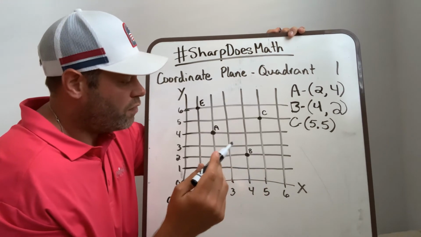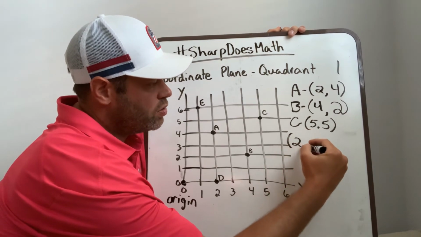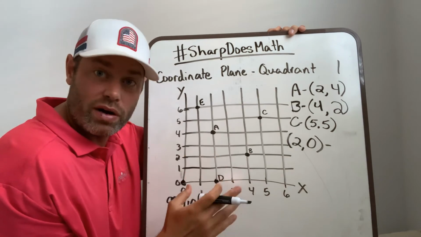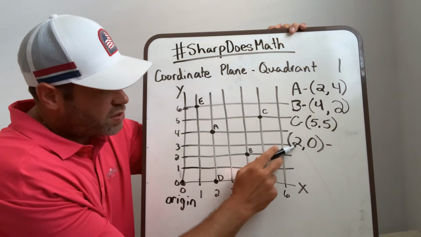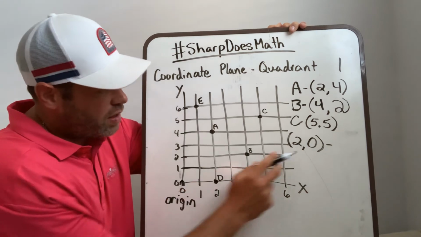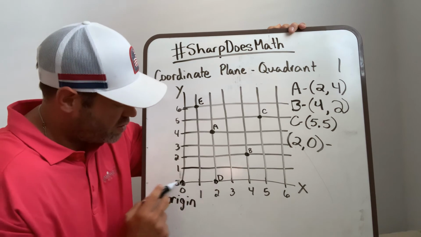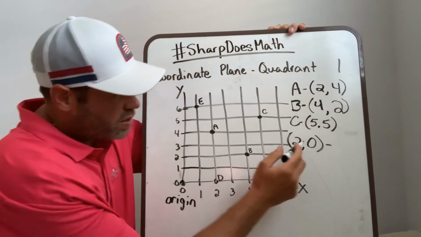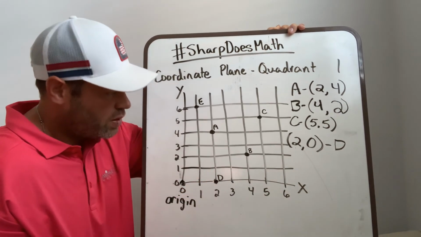Now, if you were given something like 2, comma 0, and it asks you to list the letter, then you would just start at the origin, and you go, all right, so first thing I need to do, I need to go to the right 2. So from here you go 1, 2. And then it's 0, so you don't need to go up the y-axis at all. It's on the 0 of the y-axis. So 2, 0 is actually point D. Point D is on that 2, 0.